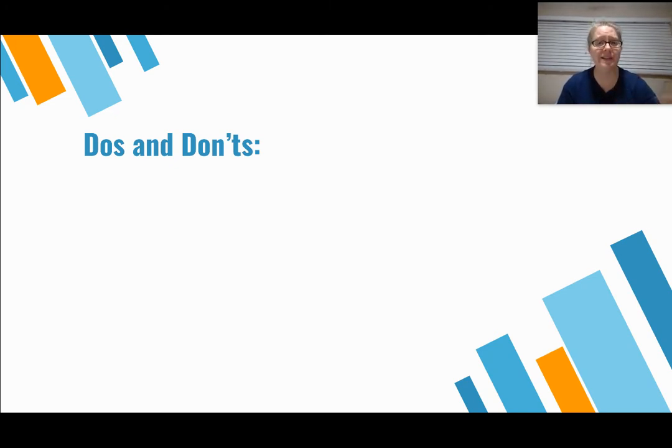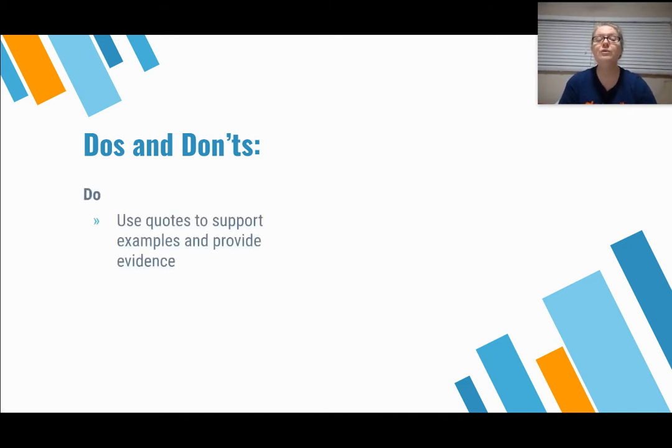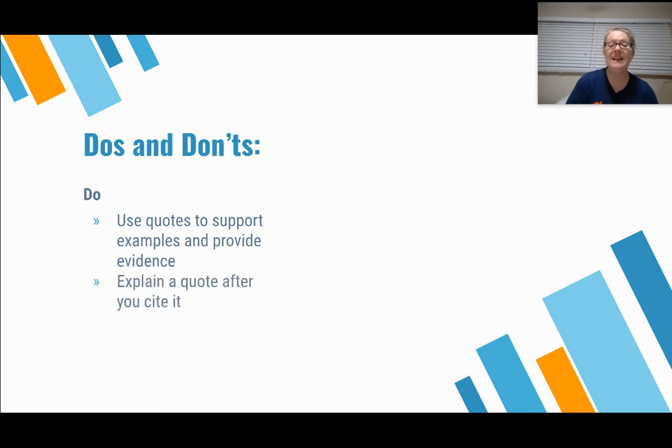So let's just talk about some do's and don'ts with quotations. Let's go through the do list first. First, you do need to use quotations to support your examples and to provide evidence for your point of view. You also need to explain your quote after you cite it. So after you use a quote, you have to explain it to your audience. Even if you think it makes sense, I don't need to explain it. Yeah, you do. You do need to explain it because your audience may interpret that quote in a very different way. So you have to explain how it connects to what you're talking about.